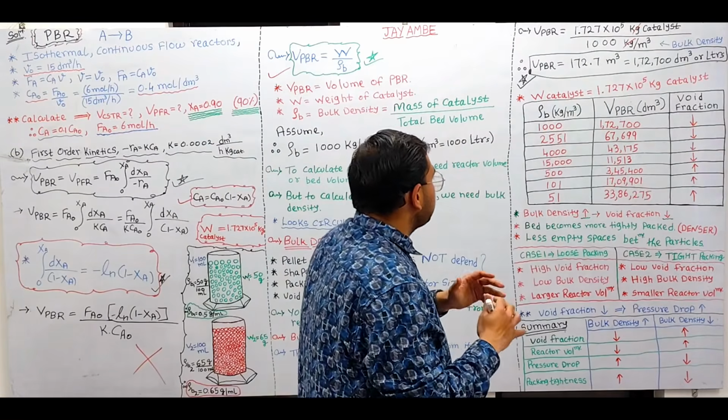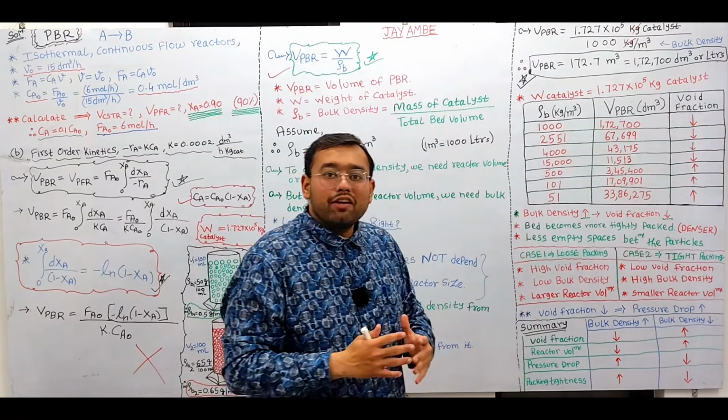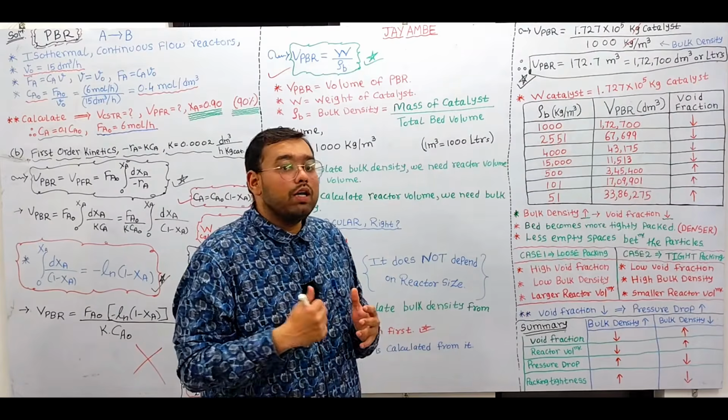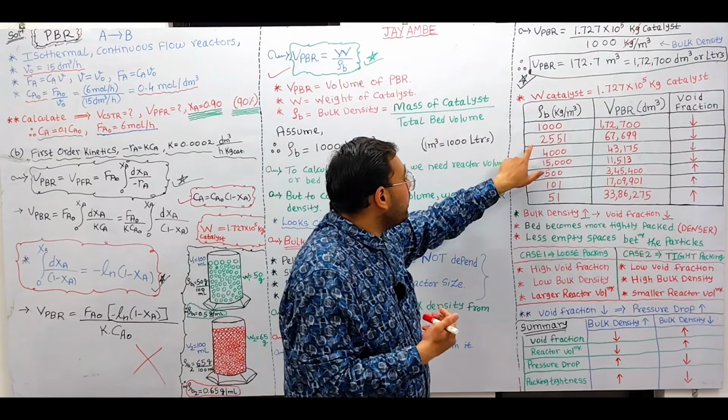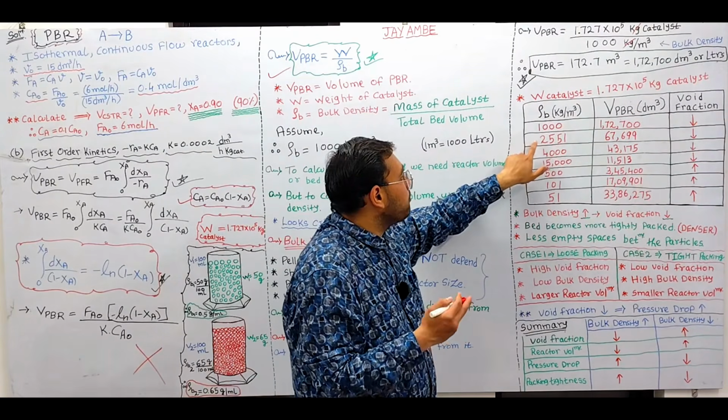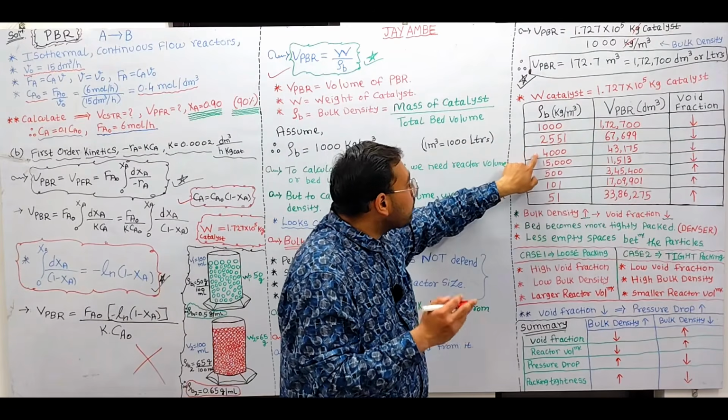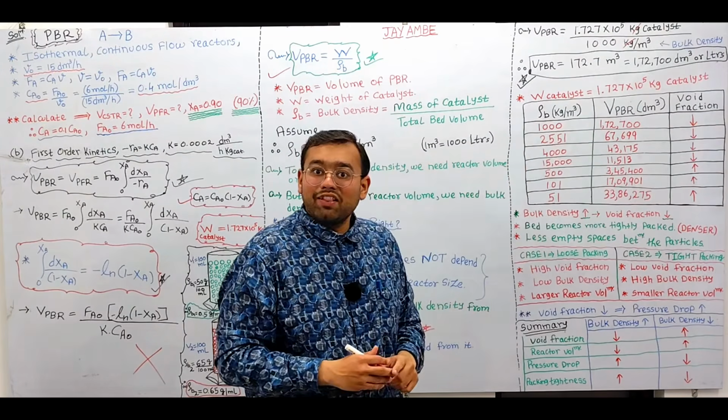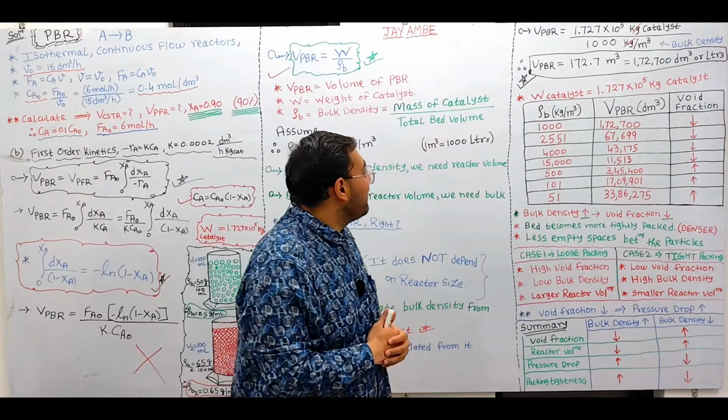Now what if we increase the bulk density even further, from 2551 to 4000 or 15,000? What will happen? We'll understand that.